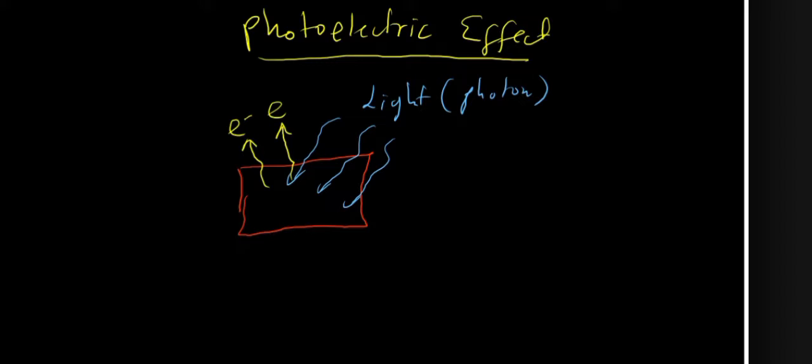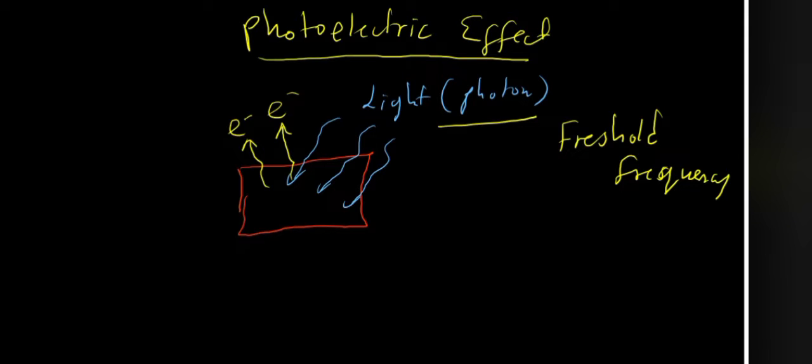Now this can only happen if the photon or the light that is coming has got a minimum frequency. So the frequency at which this photon is coming should be at least this minimum frequency, and the minimum frequency is what we call the threshold frequency. Okay, and we know that energy is given by hν, where ν is the frequency. So energy is given by Planck's constant times the frequency.